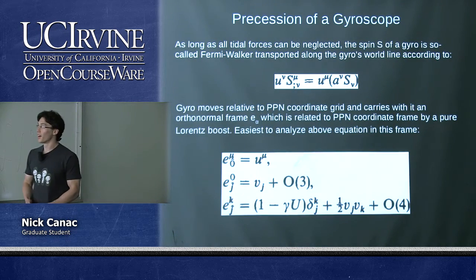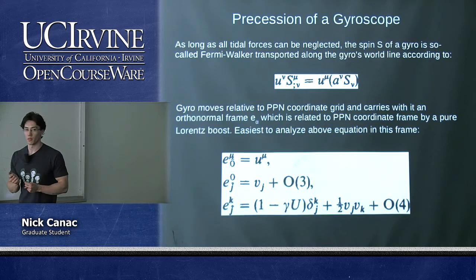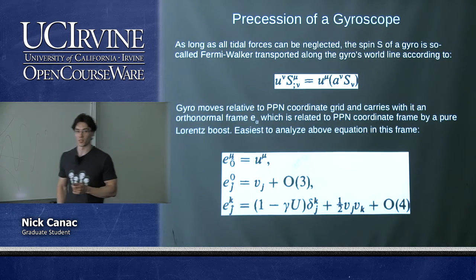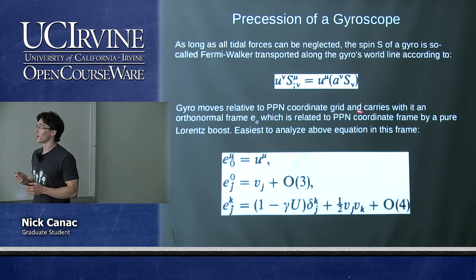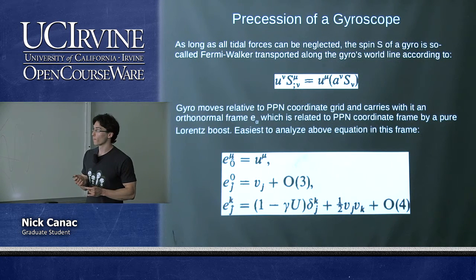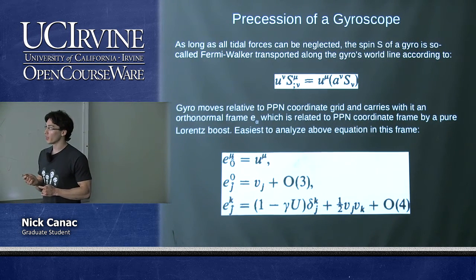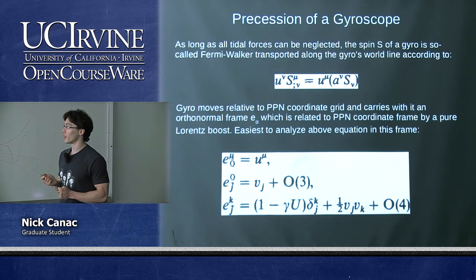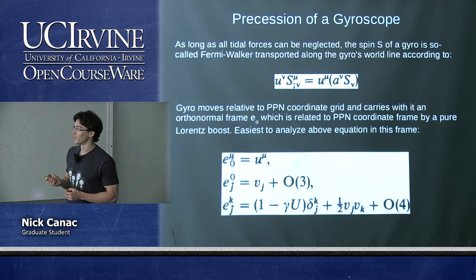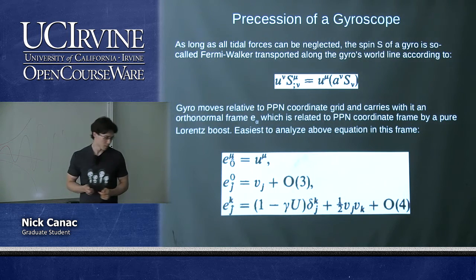All right, so the precession of a gyroscope. As long as we can neglect tidal forces, the spin of a gyroscope will obey what's called Fermi-Walker transport, which is just a generalization of parallel transport. And so that equation is given here. Additionally, the easiest way to deal with this equation is to work in a coordinate frame that moves along with the gyroscope. And so I've just written that out here, just to be explicit.